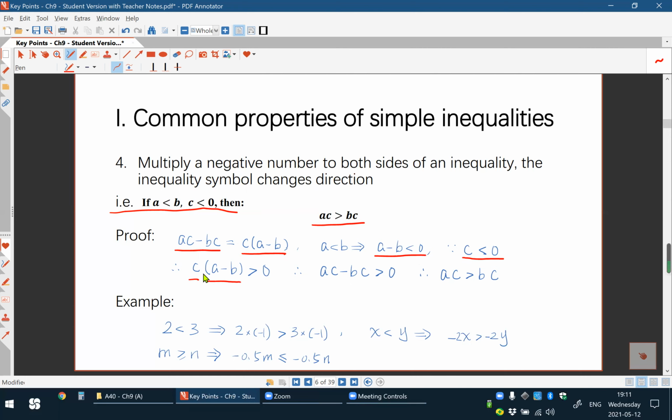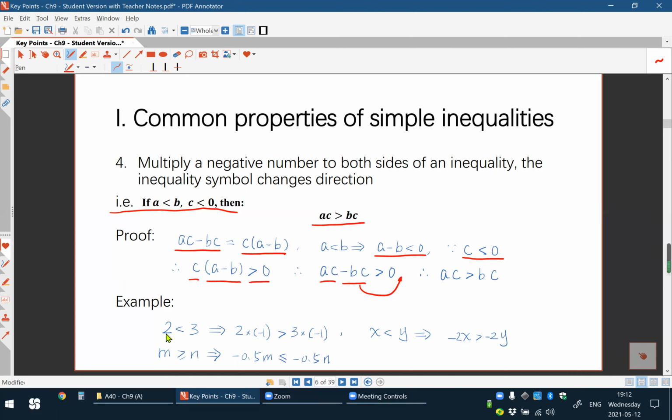So the product between C and the difference of A and B is greater than 0, right? And if we expand the left-hand side, we get AC minus BC is greater than 0. And if we put minus BC to the right-hand side, it becomes BC. So that means AC is greater than BC, right? This is how we prove this property.